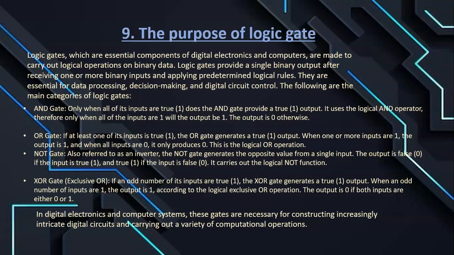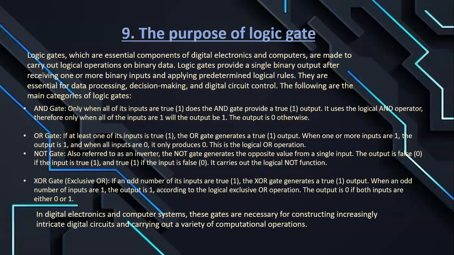OR gate: if at least one of its inputs is true, the OR gate generates a true 1 output. When one or more inputs are 1, the output is 1. And when all inputs are 0, it only produces 0. This is the logical OR operation.